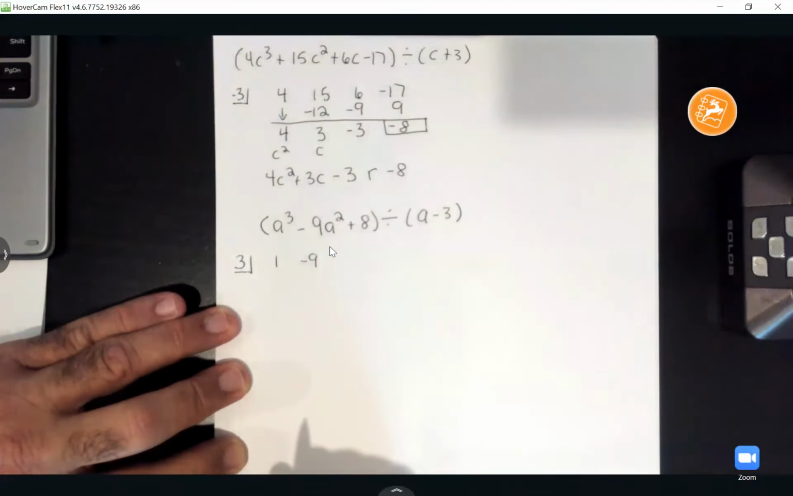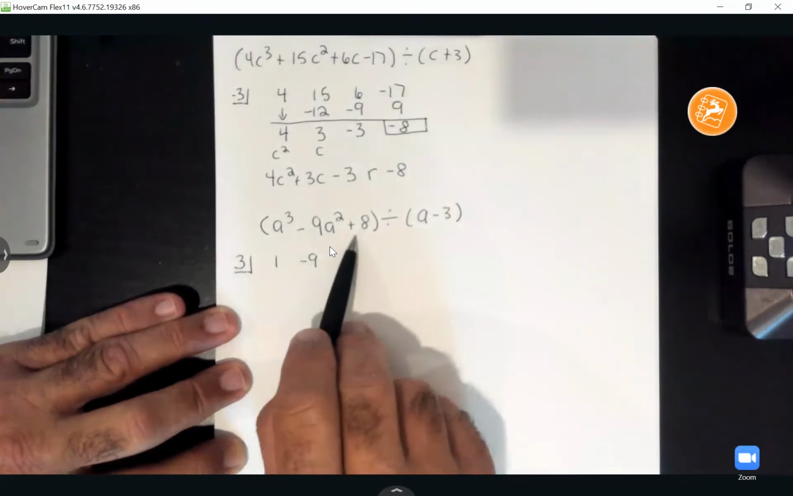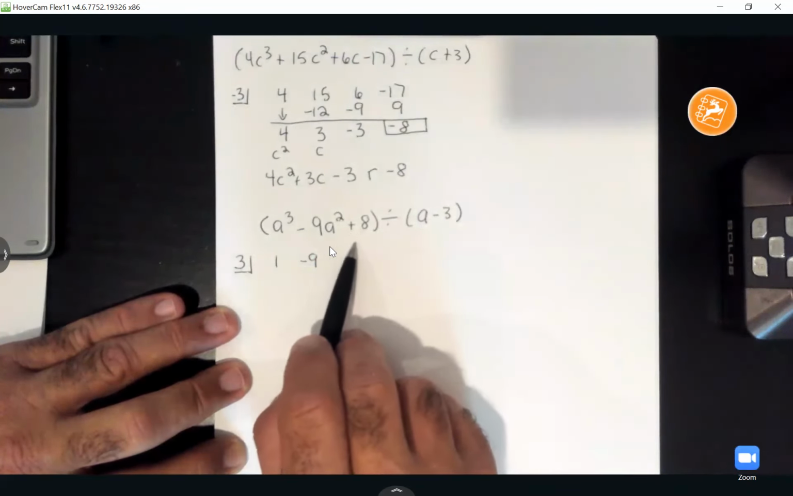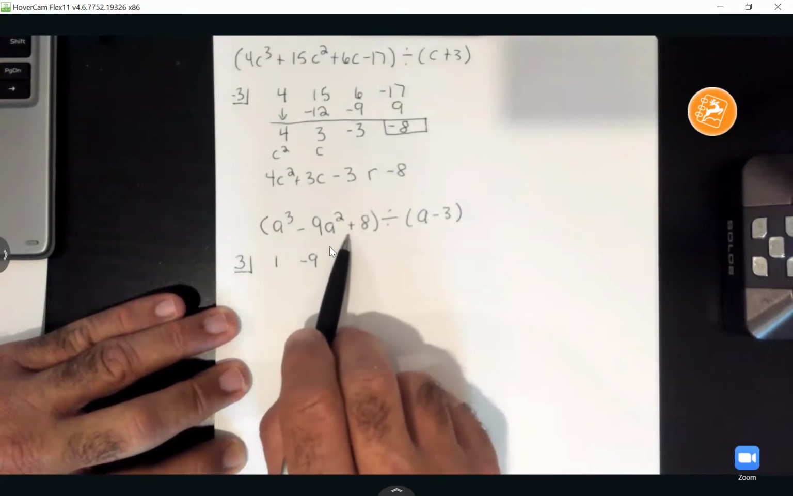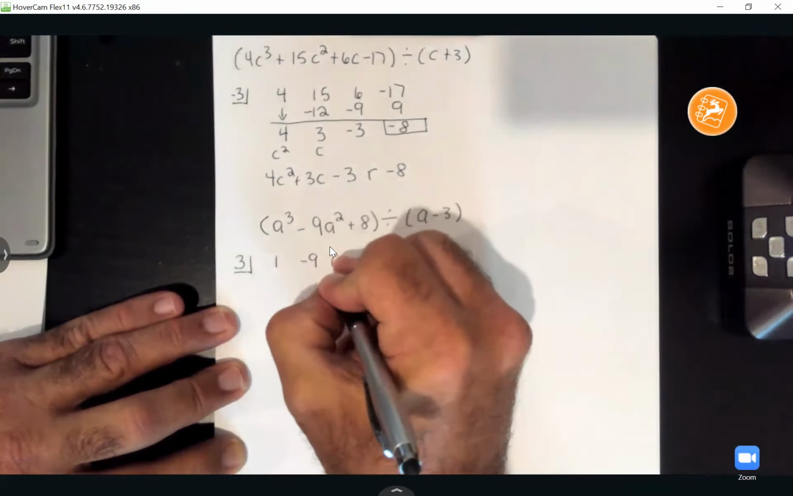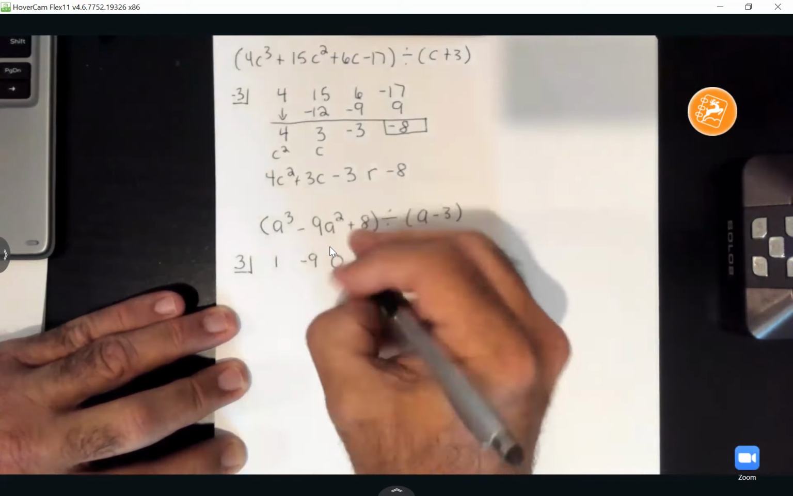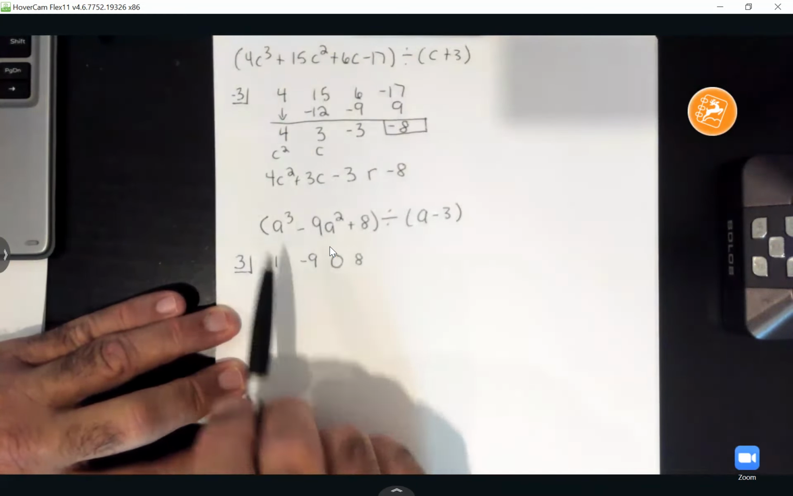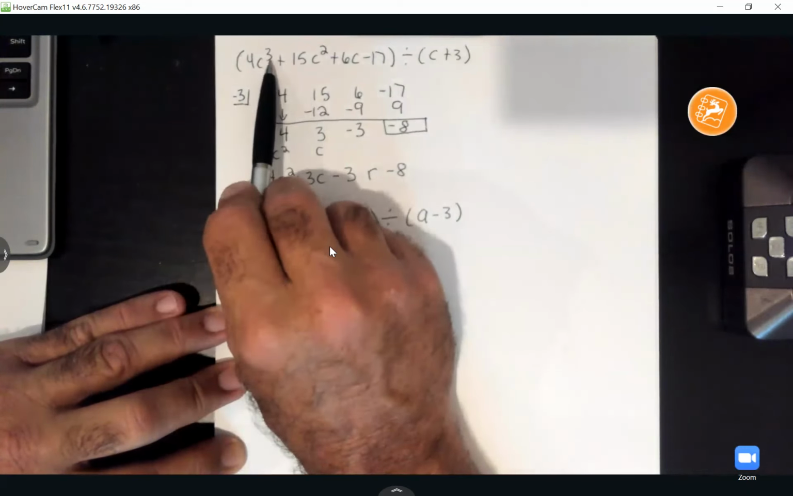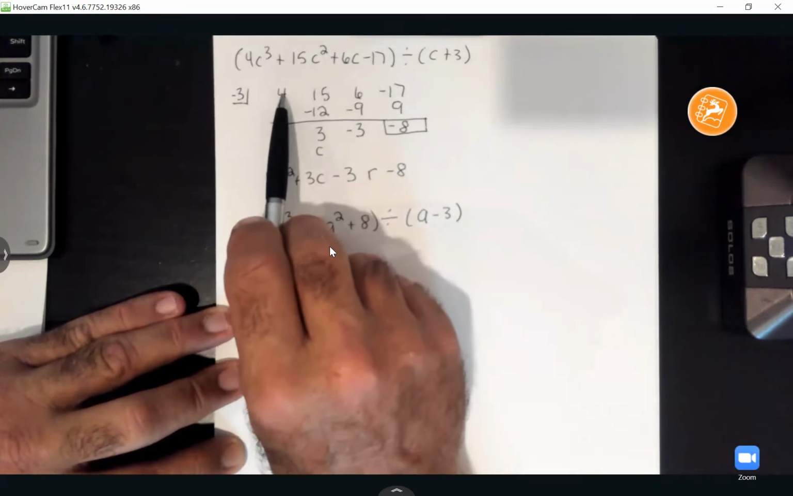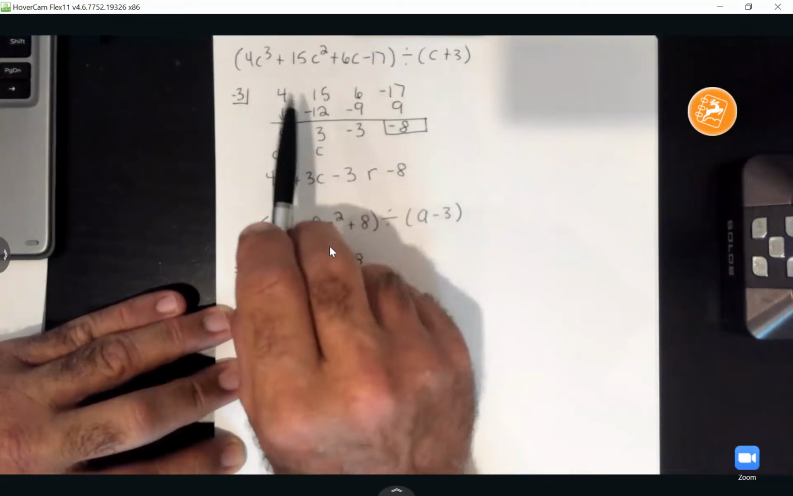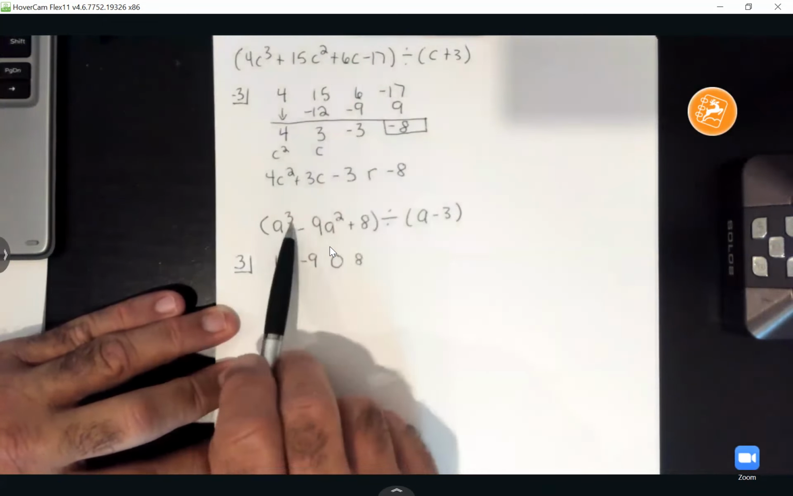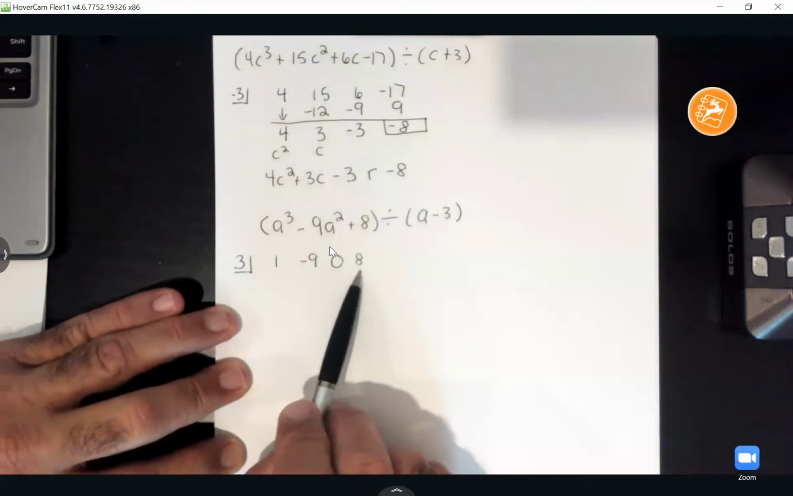Guess what I'm putting next? Remember, I do not have my a term in here. 0. Good job. And then bring down my 8. If you'll notice, whatever the highest exponent is, when you write the coefficients, you always got one more. So if that's a 3, you had 4 numbers. This was a 3, so I got to have 4 numbers, okay?